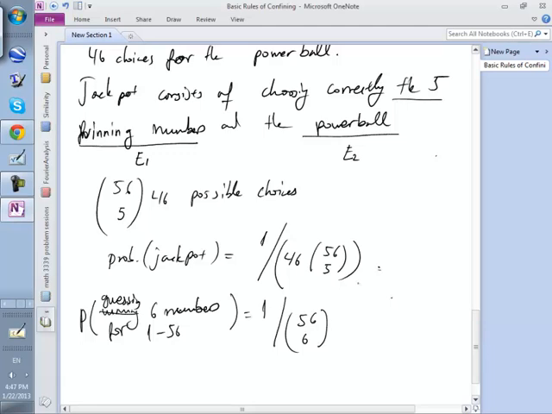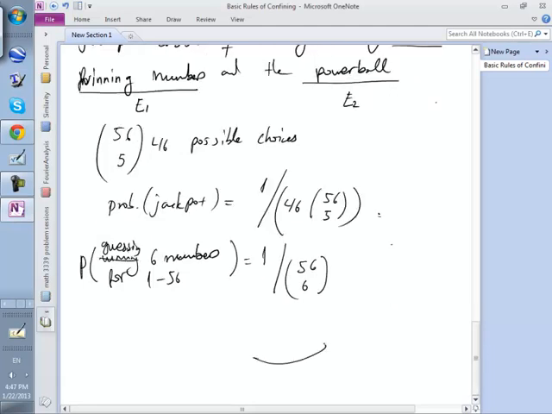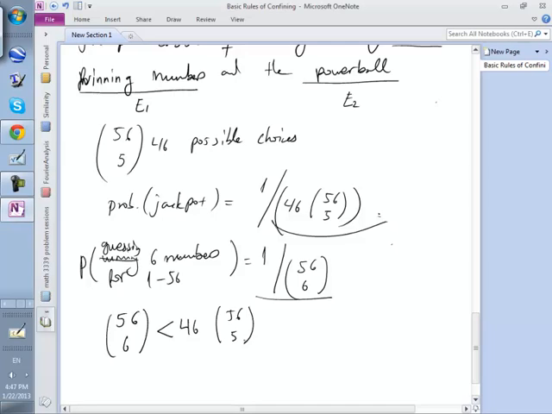So which is the bigger probability? This one or this one? What do you think? Okay, let's see. We have to compare. What would make this a bigger probability? 56 to the 6 should be smaller than 46 times 56 choose 5. Okay, let's see if this inequality is true.